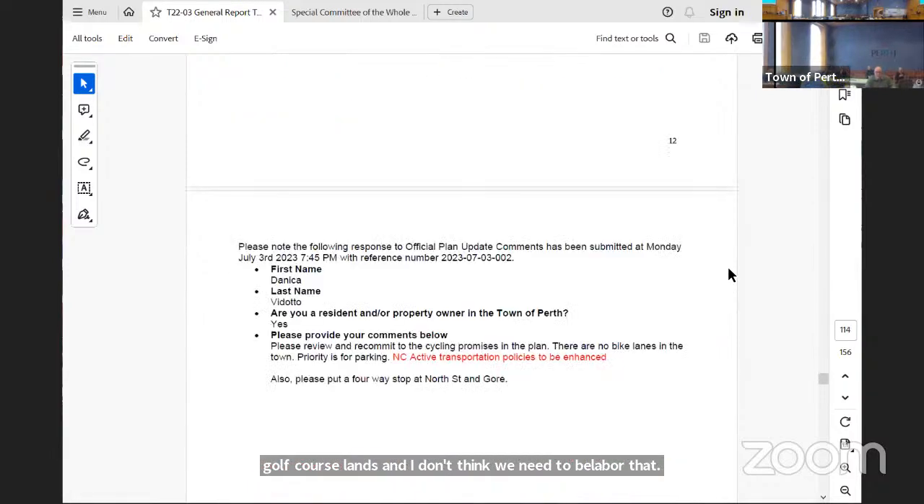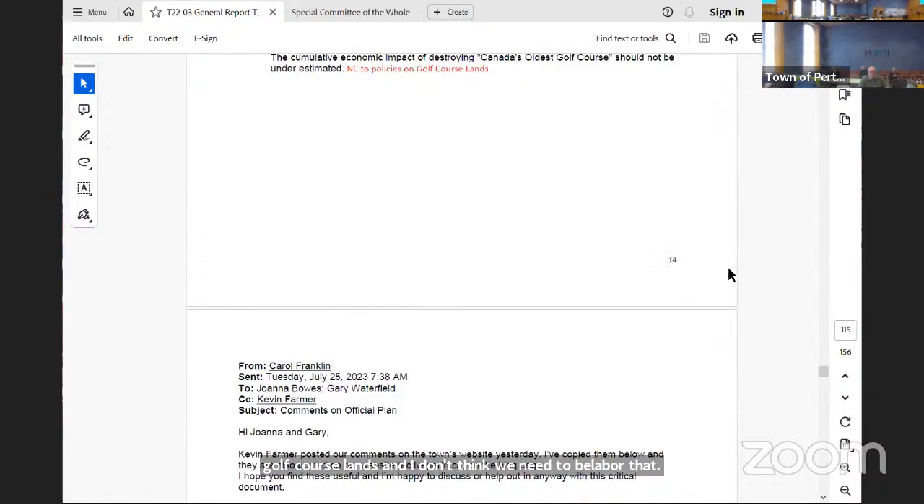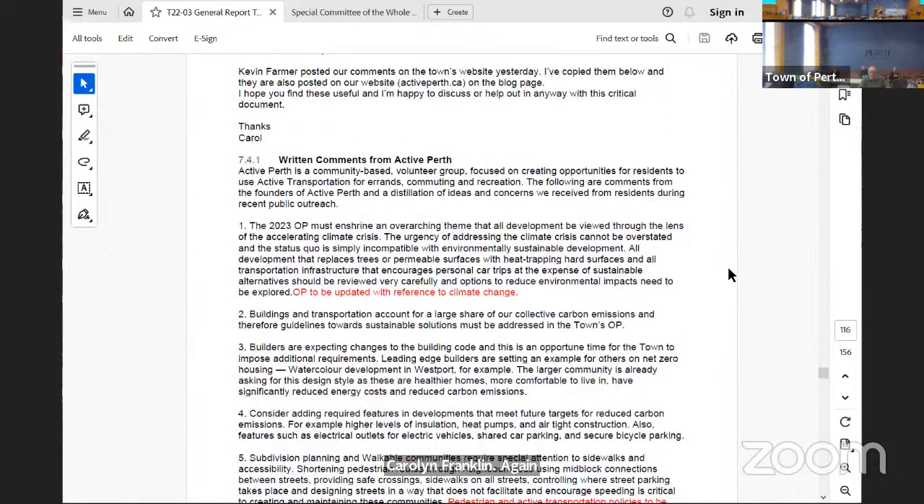Carolyn Franklin, again, comments about active transportation, dealing with climate change, and I think we've spoken about updating the plan with respect to climate change. Pedestrian and active transportation policies are to be enhanced. Intensification policies are to be enhanced.